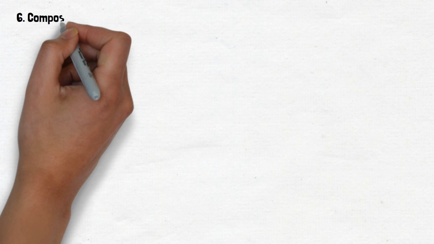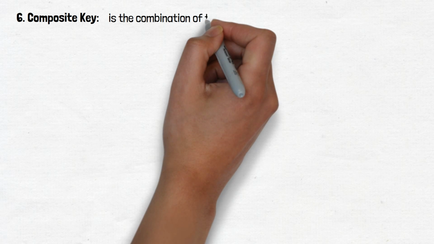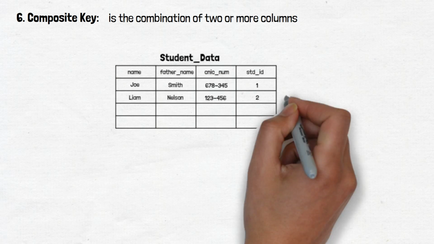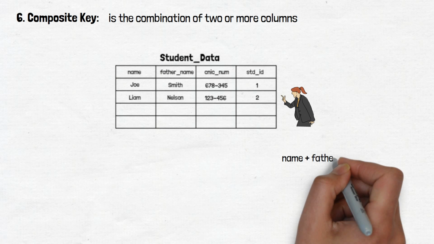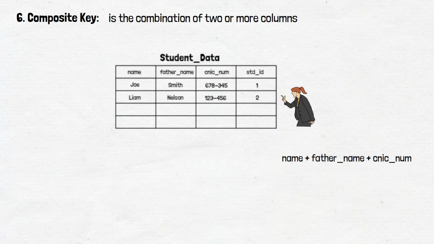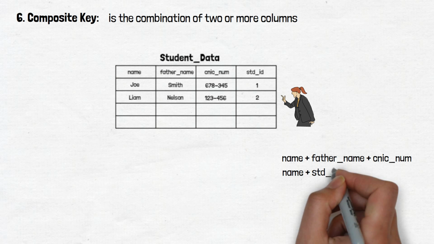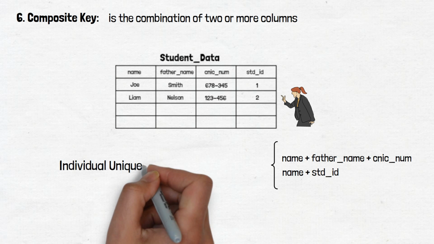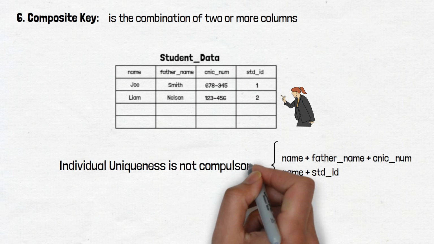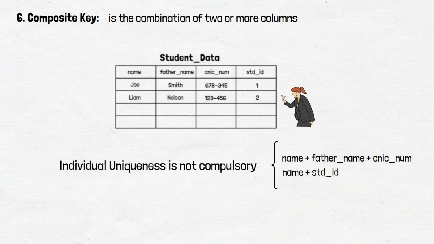Sixth type of key is the composite key. A composite key is the combination of two or more columns that can uniquely identify a row in the table, such as student name with father name and CNIC, or student name with student ID, etc. Whereas those columns individually may not be unique. There is a possibility that in some tables, one column is not capable of uniquely identifying a row, so there composite keys come in handy.